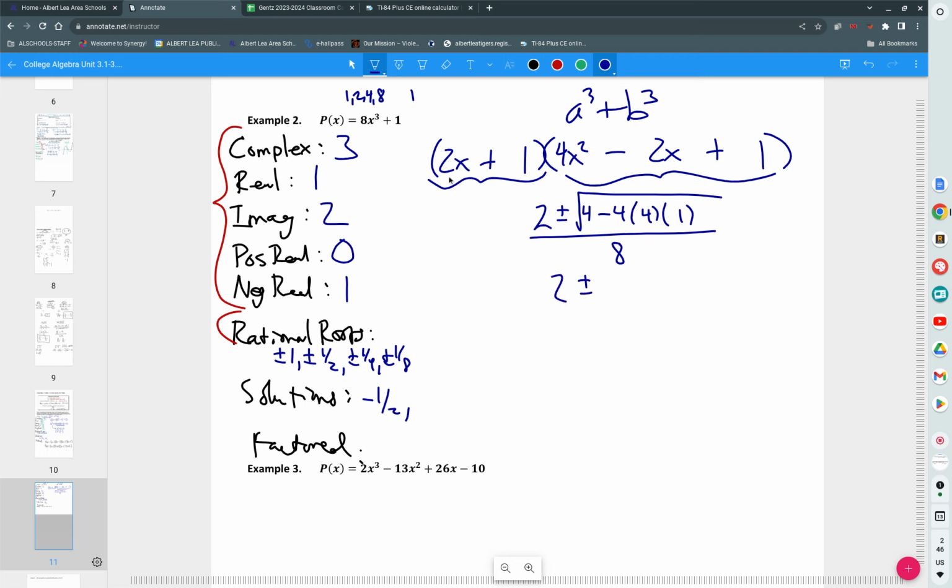We have 2 plus or minus the square root of. What do you get underneath the square root sign? Negative 12. Negative 12. Divided by 8. What is the square root of negative 12 when it's simplified? Good, 2i roots of 3. Because you could take out the square root of negative 4, you get 2i. And all those 2, 2i, and 8 are all divisible by 2. So you could write it as 1 plus or minus i roots of 3 all over 4, excuse me.